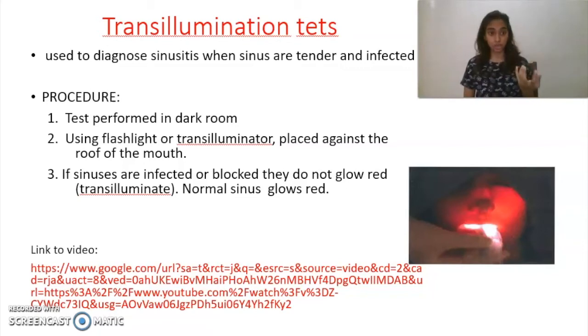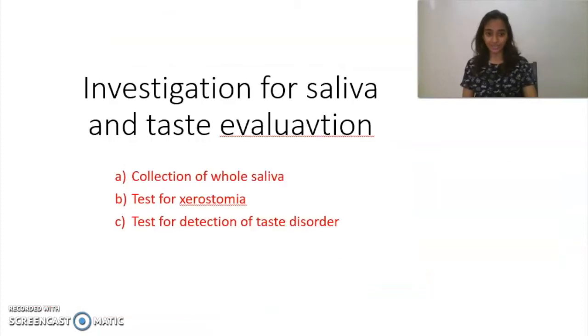If the sinuses are normal, there will be a red glow as seen in the picture below. But if the sinuses are blocked or infected, there will be decreased transillumination. So there is a link below that shows how the procedure is done. You may click on it and check it out.